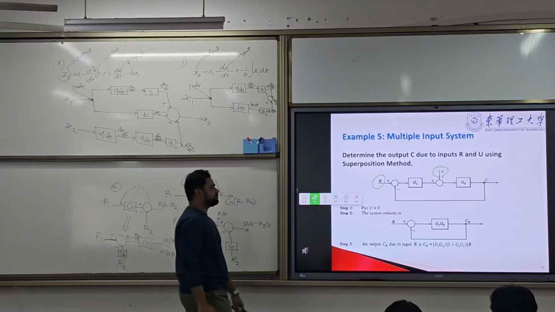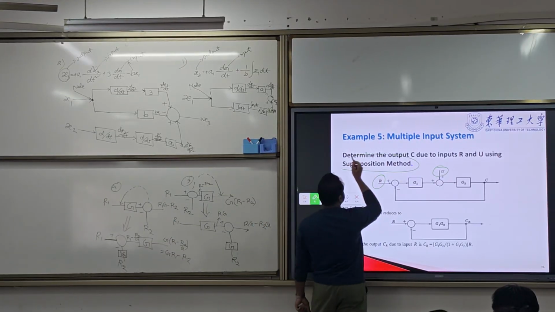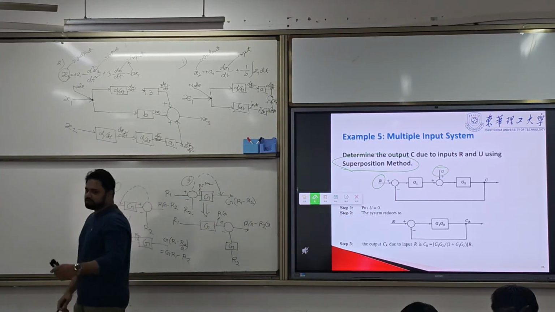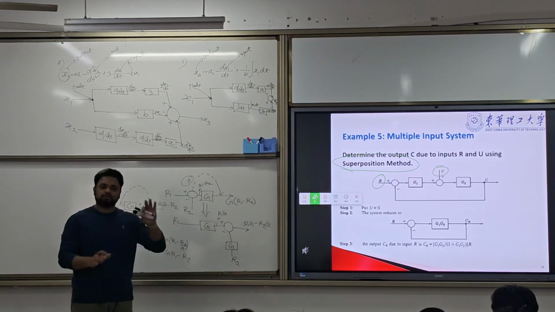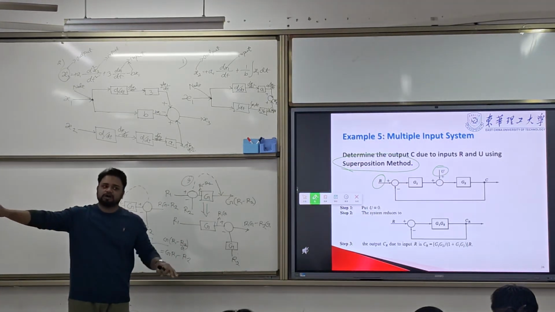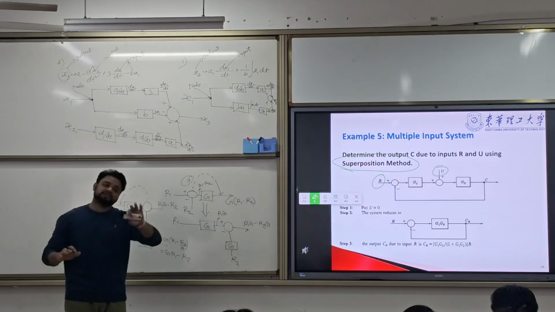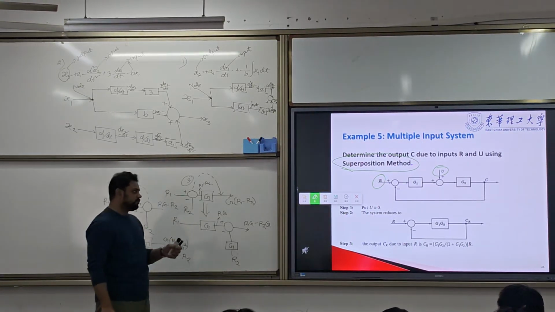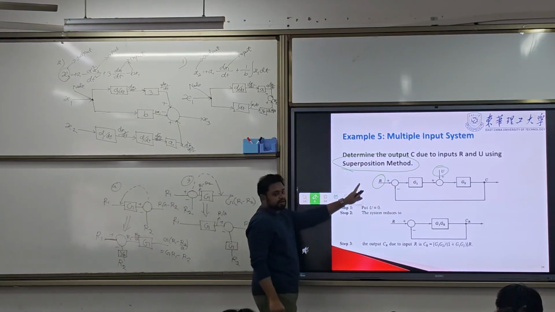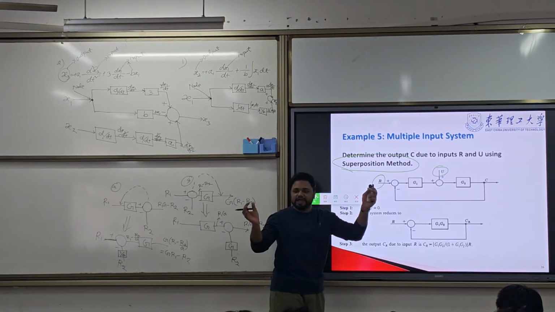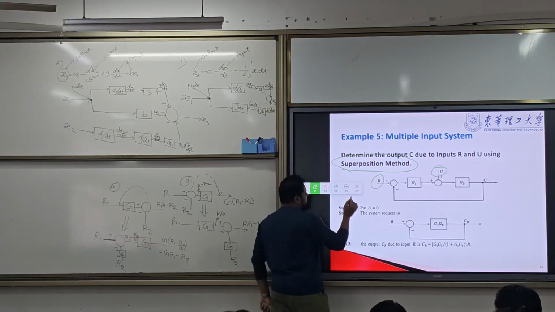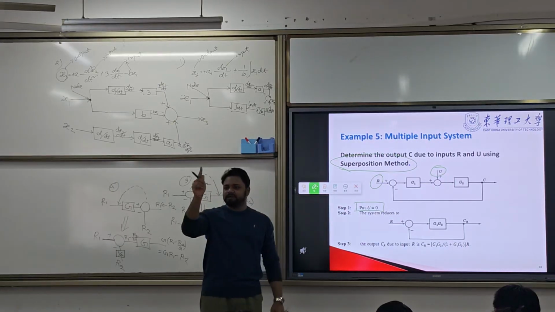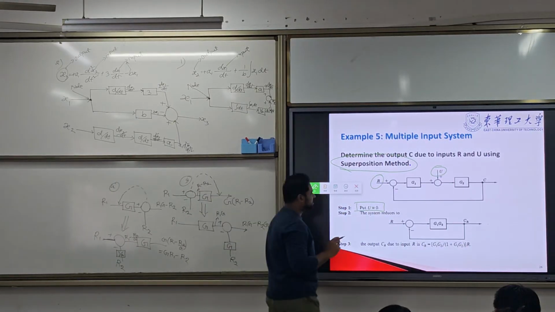We will use the superposition method. What is the superposition method? Superposition method is a method where first we consider one input 0 and solve for the other one, then we consider that input 0 and solve for the one we considered 0 before. So here there are two steps, then we add both. First step, put U equal to 0, considering one input is 0 here.